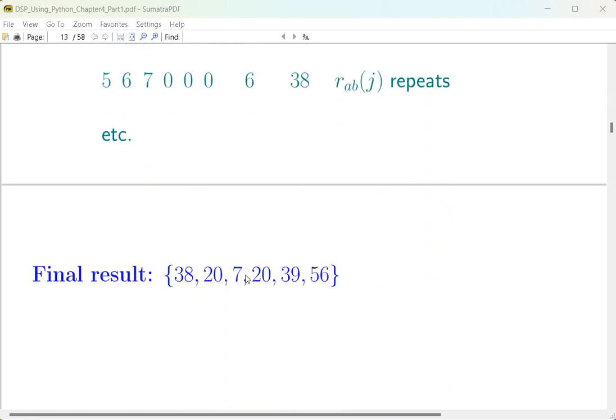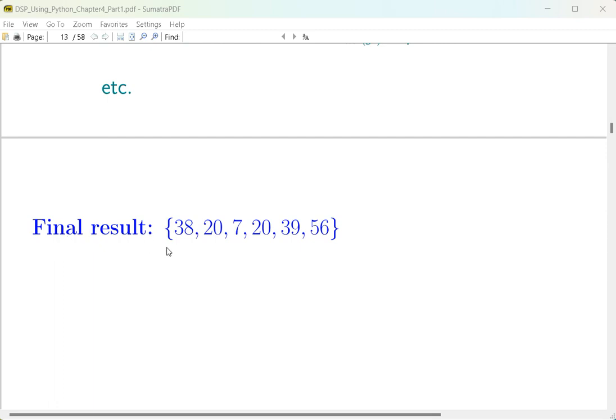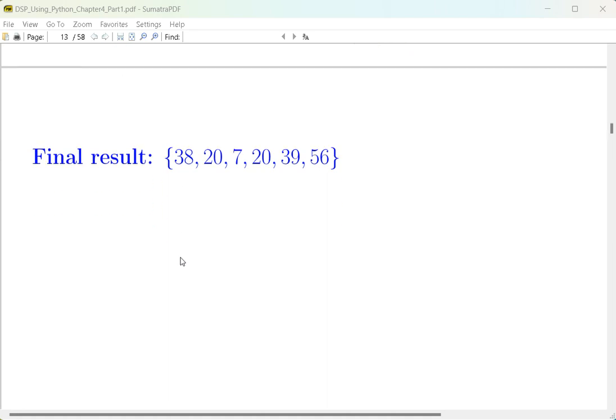Okay. So the final result will be 38, 20, 7, 20, 39, 56, a periodic sequence with a length of 6, which is 4 plus 3 minus 1. The length of the first sequence plus the length of the second one minus 1.